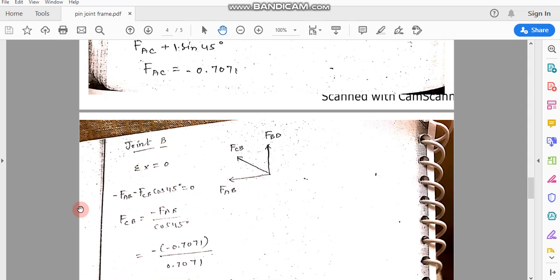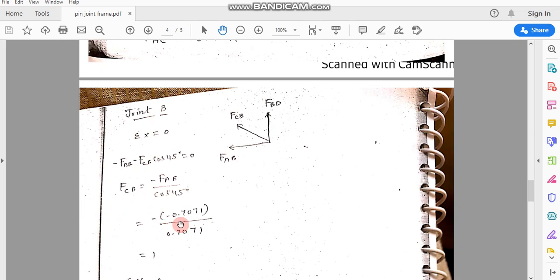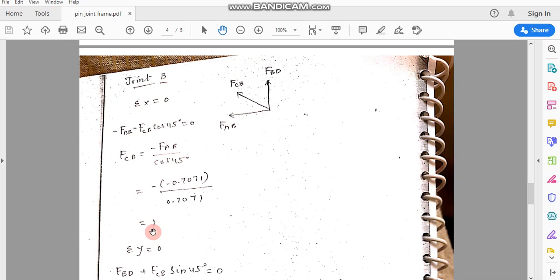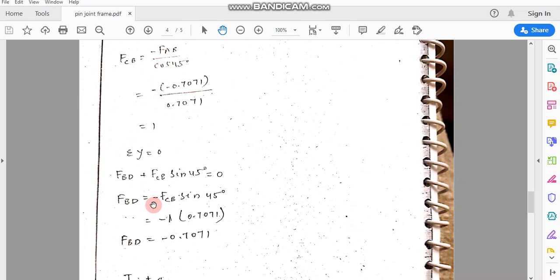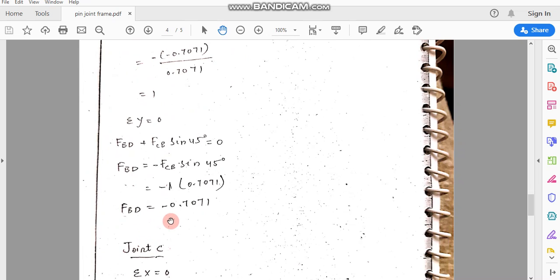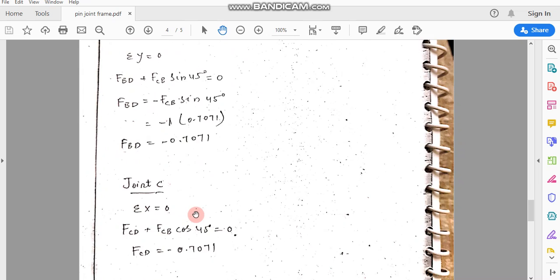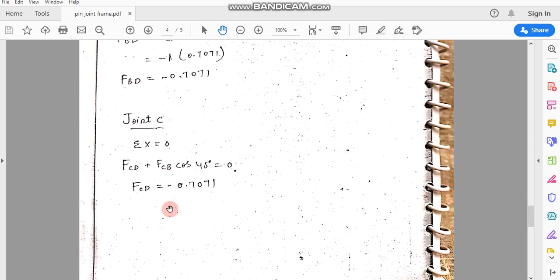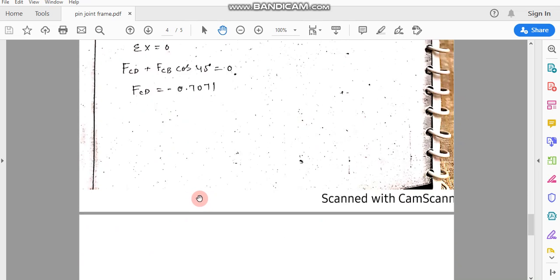At joint B, sigma x is equal to 0. So FAB minus FCB cos theta. FCB is equal to minus FAB by cos 45, so it will be minus 0.707 by 0.707. Finally you will get 1 as the force in member CB. Sigma y is equal to 0. Again, if you do that, you will get FBD as minus 0.707. Again, if you go for joint C, you will get FCD as minus 0.707.